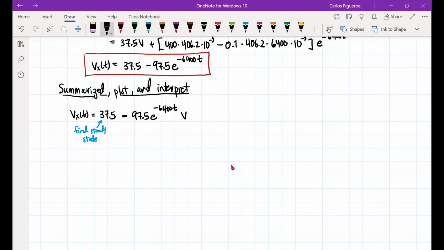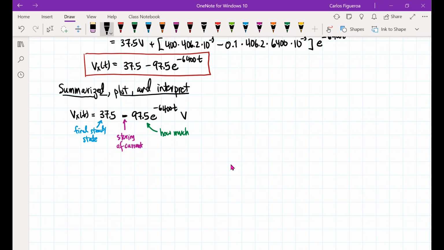Look at what the minus sign says here. This minus sign tells us that there is a storing of current. And then this next piece here, 97.5, tells me by how much it increases. In this case, it increases by 97.5 volts. So now, here we go. I know the final steady state.